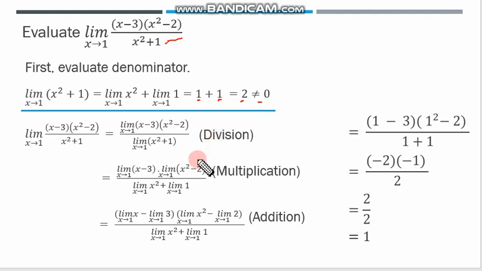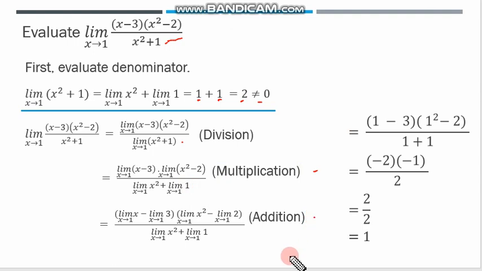So, the limit of x minus 3 times x squared minus 2 all over x squared plus 1 as x approaches 1, we will get the individual limits of the functions in the numerator and the denominator. So, the limit of x minus 3 times x squared minus 2 as x approaches 1, and limit of x squared plus 1 as x approaches 1 in the denominator. Next is the multiplication. We will multiply the individual limit here of x minus 3 and the x squared minus 2.